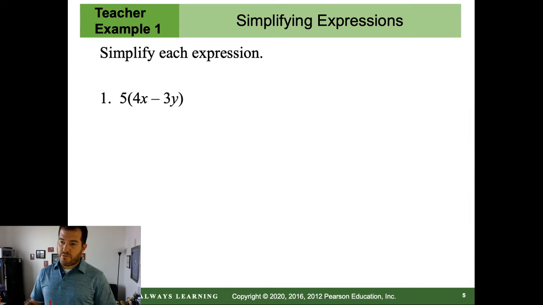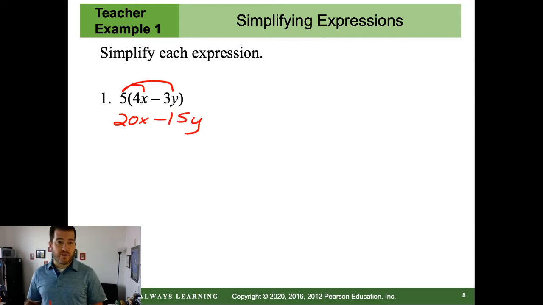So we're going to use the distributive property here. We're going to distribute that 5 there and distribute that 5 there. So I believe that 5 times 4x is 20x, and then 5 times negative 3y should be negative 15y. And that's going to be your answer.